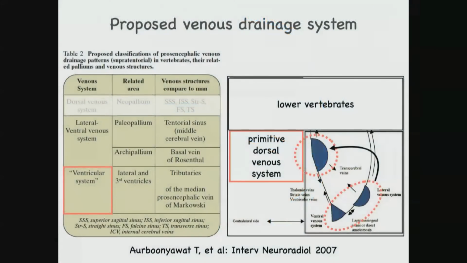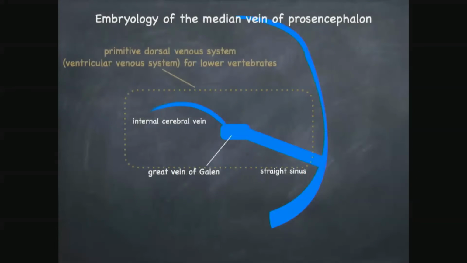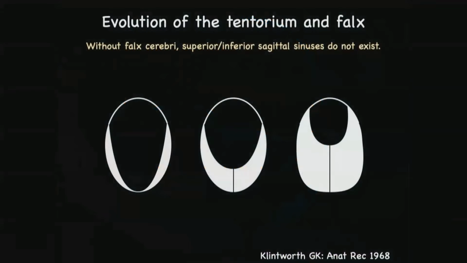And in the lower vertebrates, they have no superior sagittal sinus. All the veins dorsally drain to the mid-dorsal cortical veins. It's equivalent, or embryologically homologous, to the median prosencephalic vein. So we may call this the primitive dorsal venous system for lower vertebrates. But in the higher vertebrates, we use dorsal sinuses, so we can call it the advanced dorsal venous system for higher vertebrates. Let's see the evolution of the tentorium and the falx.